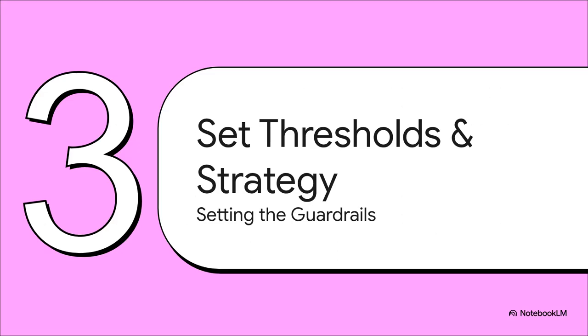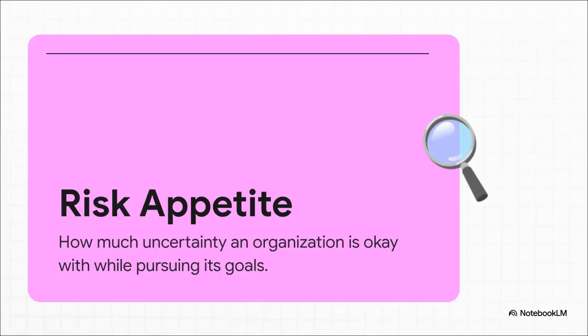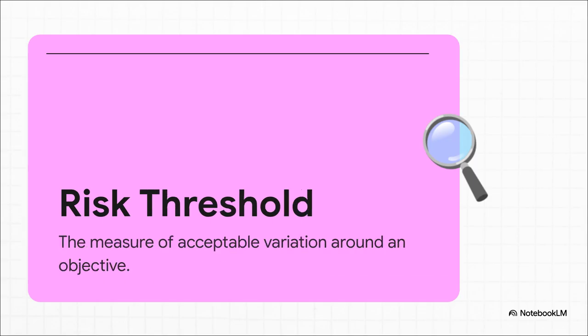All right, Section 3, Setting Thresholds and Strategy. This is where we set the guardrails, translating fuzzy organizational feelings into hard metrics. Let's kick this off with risk appetite. Basically, this is the broad general willingness of an organization to embrace uncertainty to hit its strategic goals. You can't manage a project's risks until you know the vibe. Are your stakeholders super conservative, or are they ready to take huge leaps for a massive payout? On the flip side, the risk threshold is a strict, measurable limit.